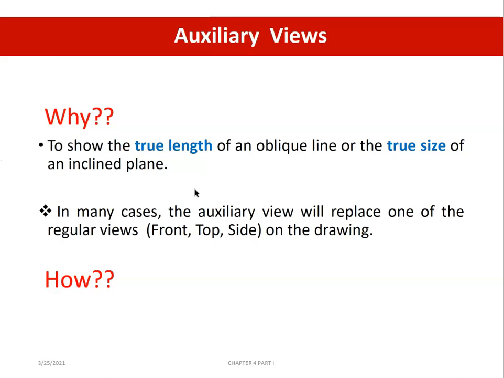And most of the time we use the front, the top, and also the right side view, and typically that is enough. But sometimes those 3 views or the 6 views that we have from the glass box are not enough to give us the true length. So an auxiliary view will show us the true length of an oblique line or the true size of an inclined plane. And in many cases, the auxiliary view will replace one of the regular views, such as the front, top, and side. So if you have your auxiliary view, you can use it in place of your front or your top or your side.